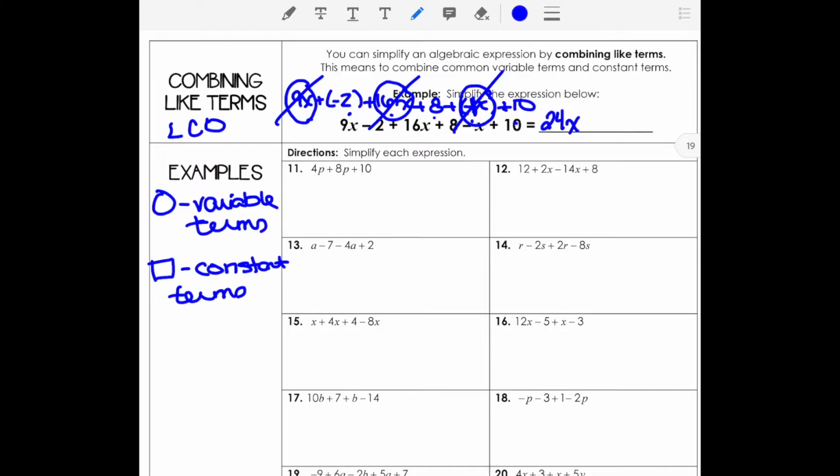I take a look, do I have any other variable terms to circle? The answer there is no. So now I'm going to box my constant terms. So I have negative 2, positive 8, and positive 10. So again, I'm just going to put that in my calculator. Negative 2 plus 8 plus 10. And here I get plus 16. And that's how we combine like terms. We've gone from 6 terms to 2 terms. And this guy, 24 times x plus 16, becomes way more easy to manage.